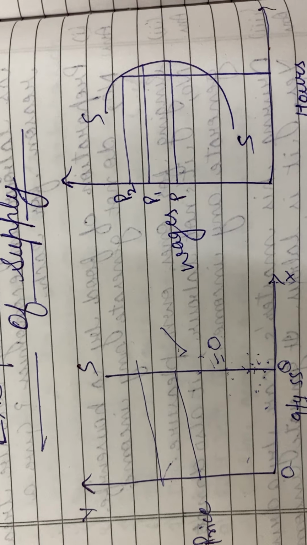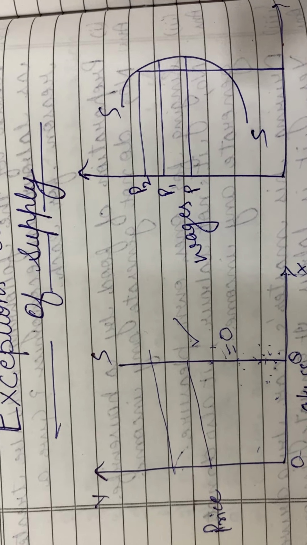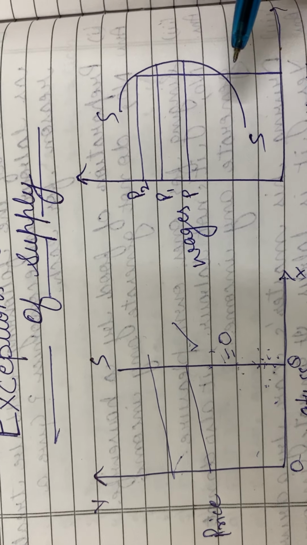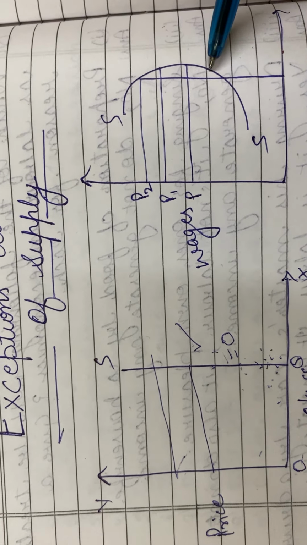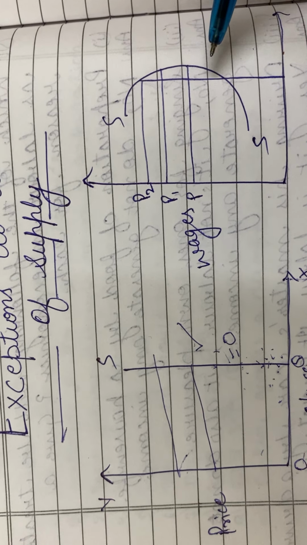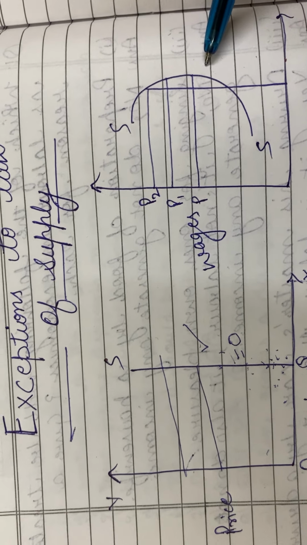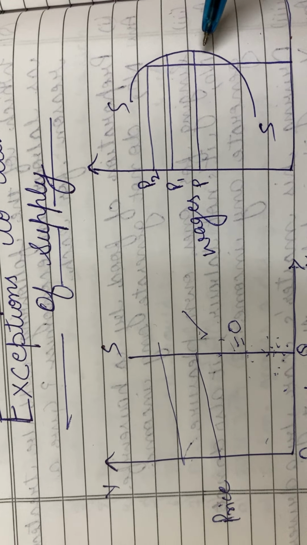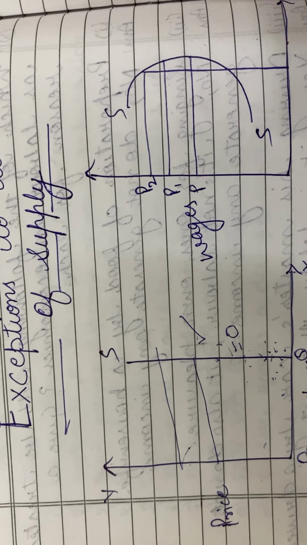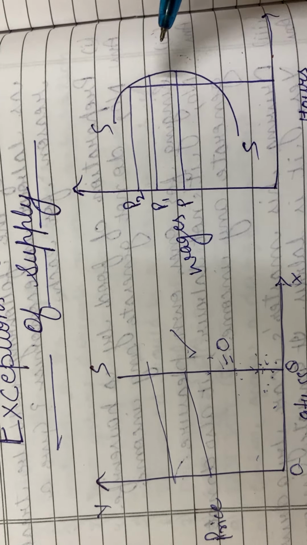The second exception to the law of supply is a backward bending supply curve. You can see it is an inverted C-shape curve. It is called a backward sloping supply curve or backward bending supply curve, and it is a distinctive feature of labor. So this is the supply curve of labor.